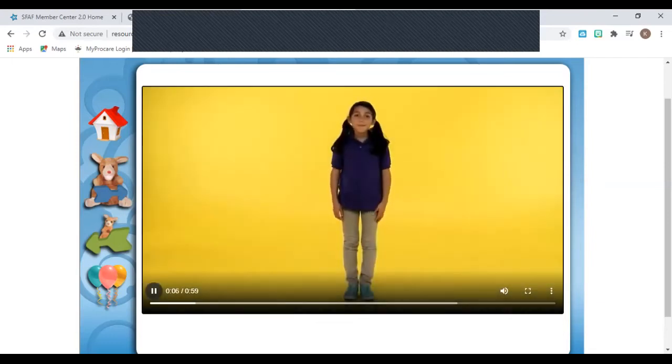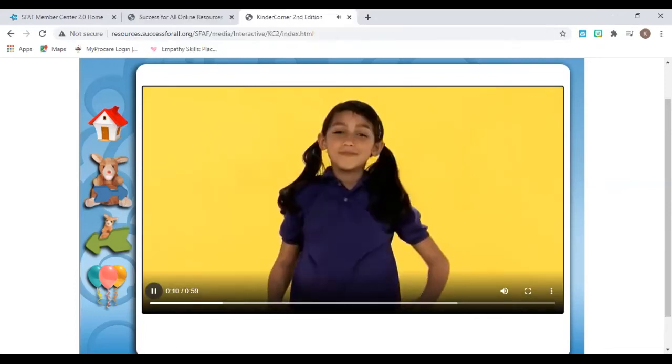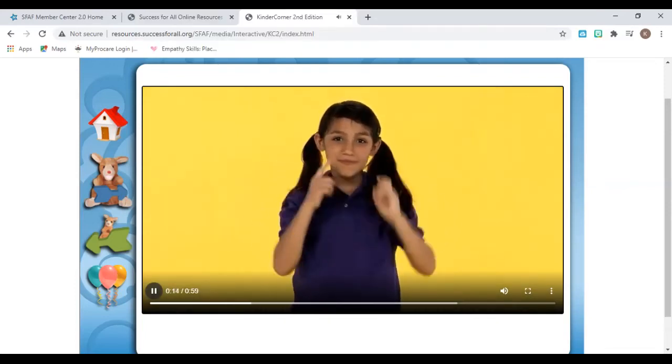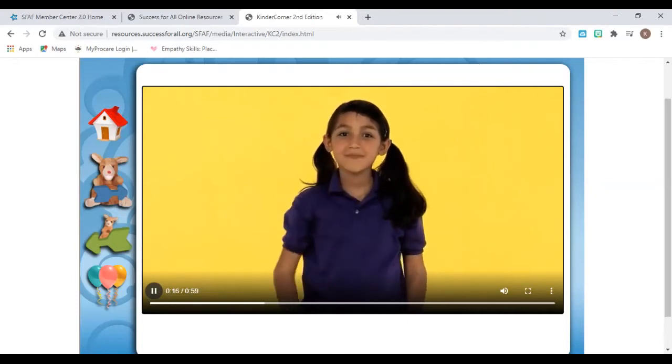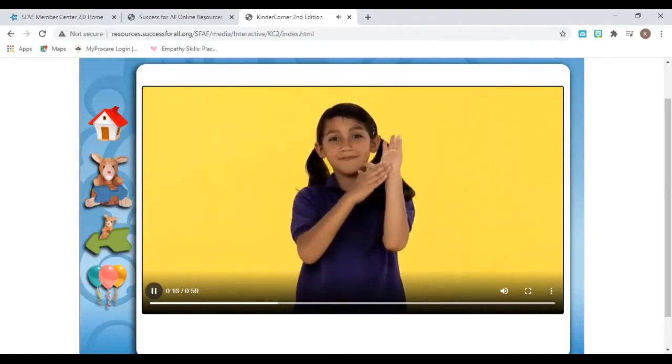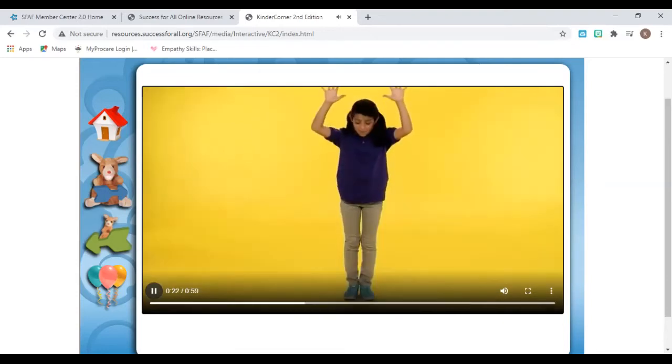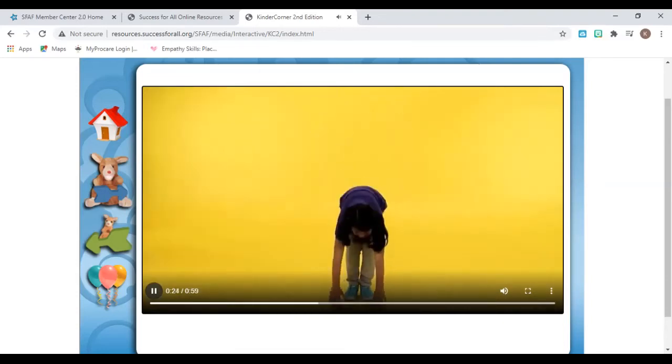My body is amazing from my head to my toes. My head holds my brain, eyes, mouth, ears, and nose. My arms have elbows and wrists and hands. My fingers spread wide to do some handstands.